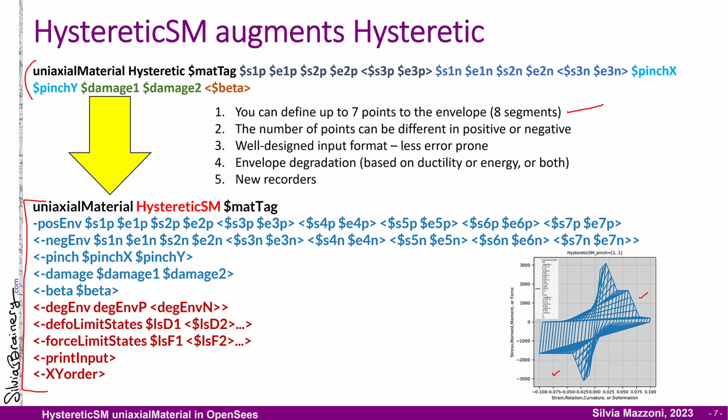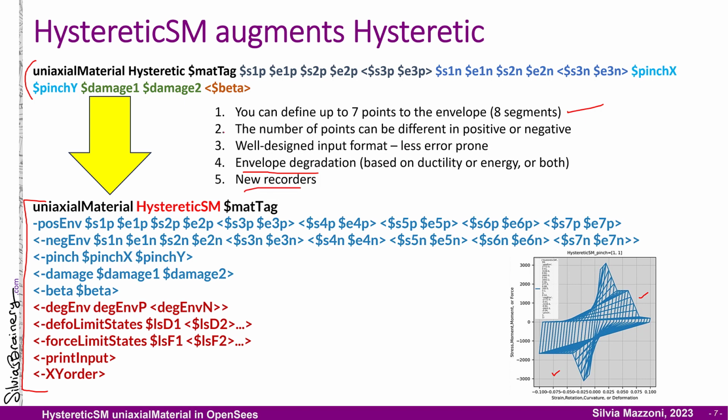The input, as I said, is better designed. It's less prone to error, which you have to do once you just reach a certain number of points, as well as number of input parameters. I've introduced the envelope degradation, which is really cool and really important, because as much as Hysteretic has some damage parameters, it always reloads back to the same envelope. And as I said, I've added these recorders, and I'm still working on the recorders for this material.